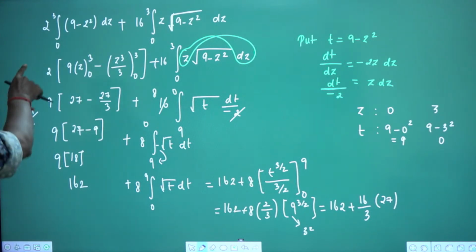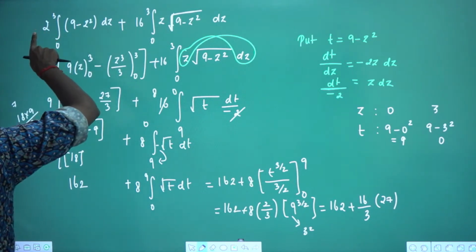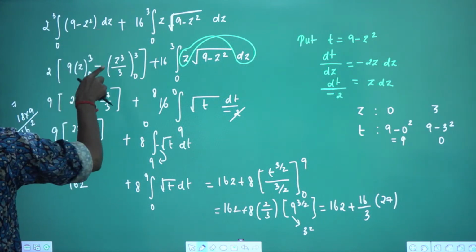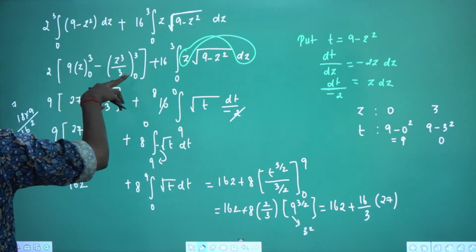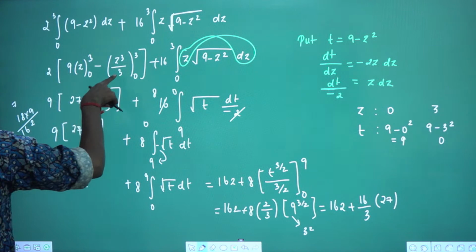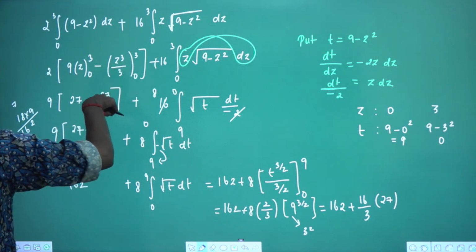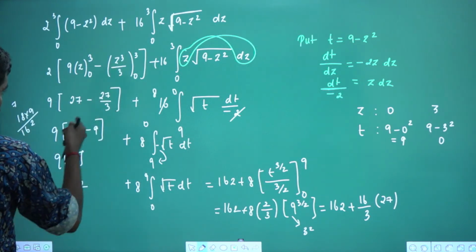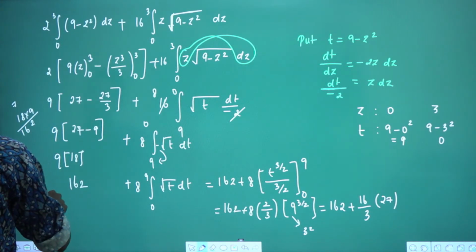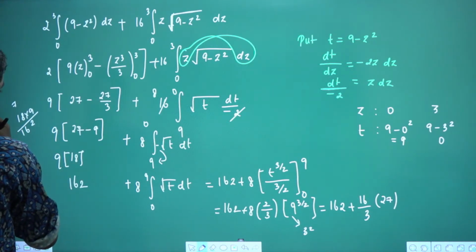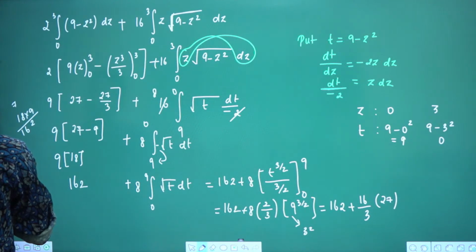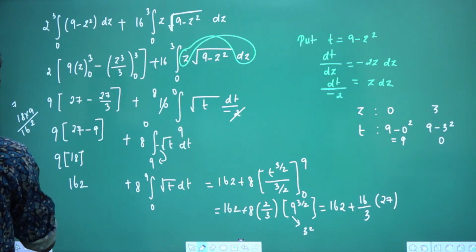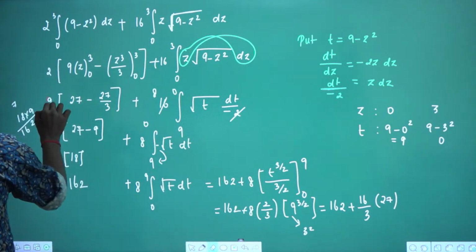So 2 times 9 minus z square, 0 to 3. 9z minus z cube by 3. Just see where I have missed, right? So 27 minus 3 cube is 27 by 3. So 27 minus 9. So 18 into, okay, this is 2, right? Why have I written 9?